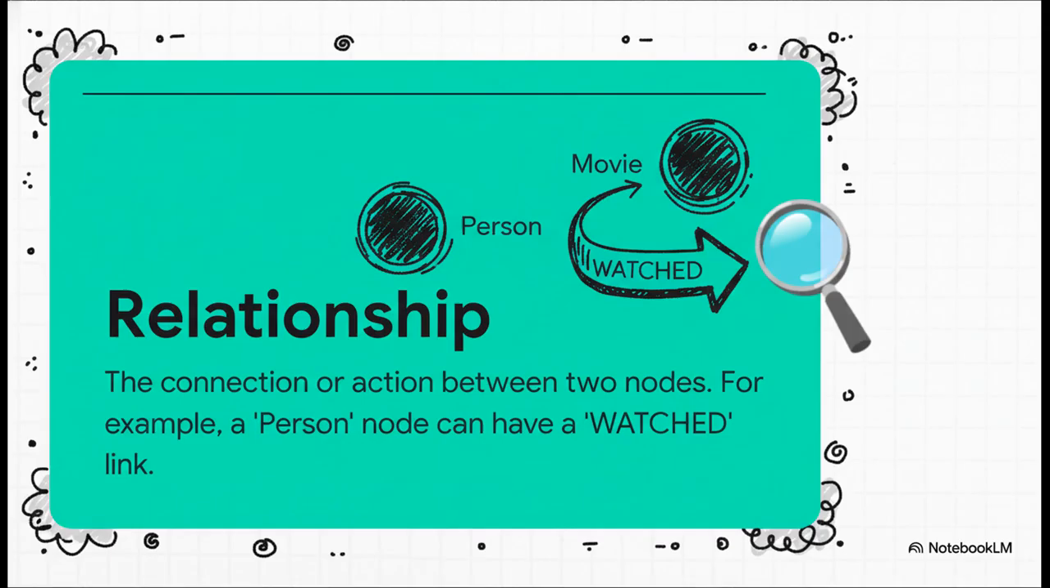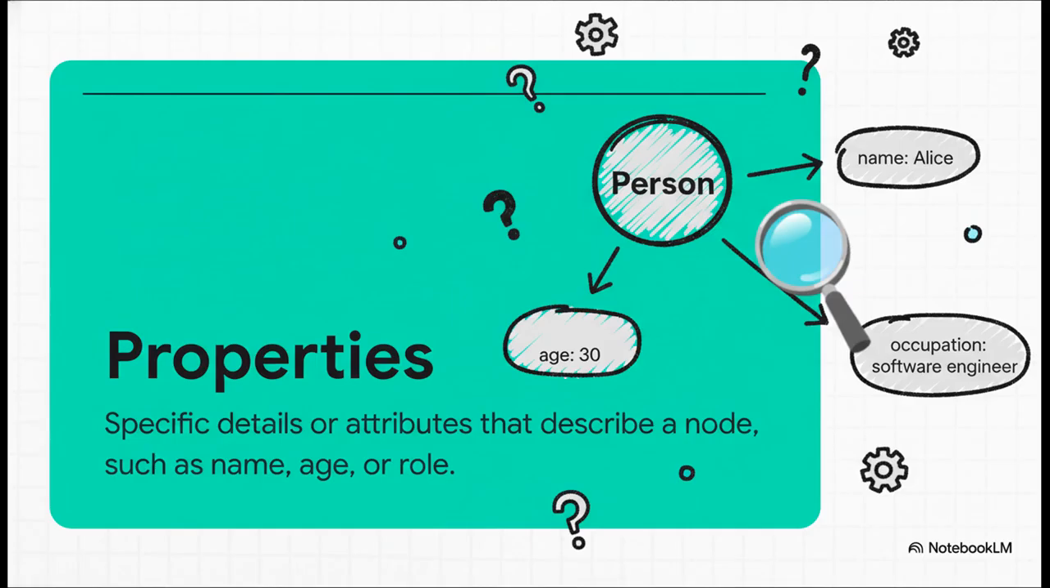That's where relationships come in. A relationship is the line that connects the dots. It's the action, the verb, that ties two nodes together. So, for example, a person node could have a watched relationship with a movie node. See? Simple.